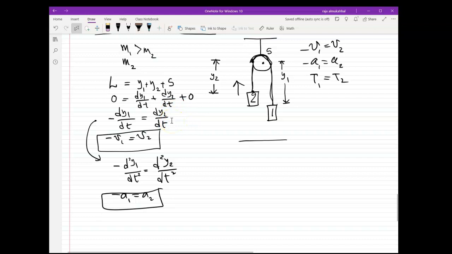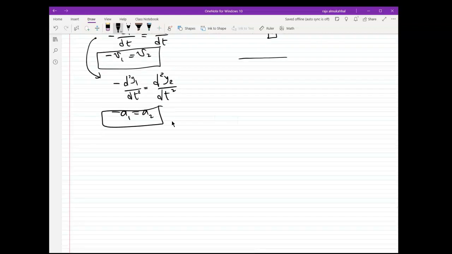All right, so let me go back to the Atwood machine now and show you how we find the equation of motion. What I mean by the equation of motion is when we apply sigma F equals ma, whatever equation we get, we call it the EOM.